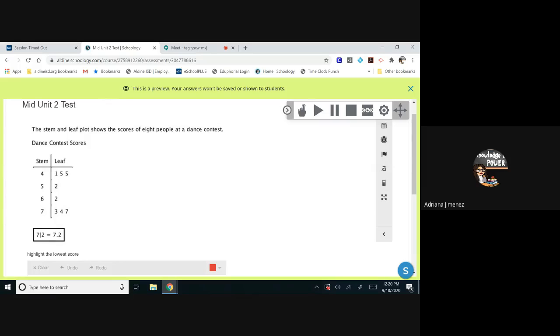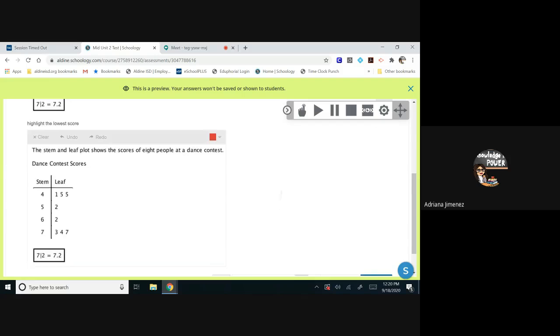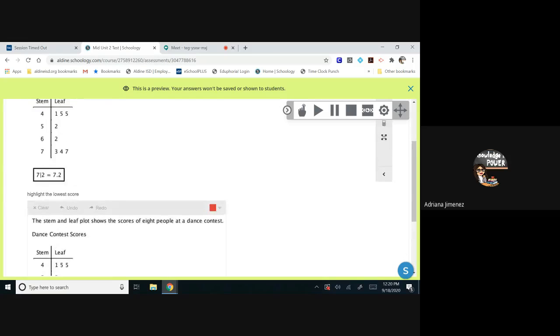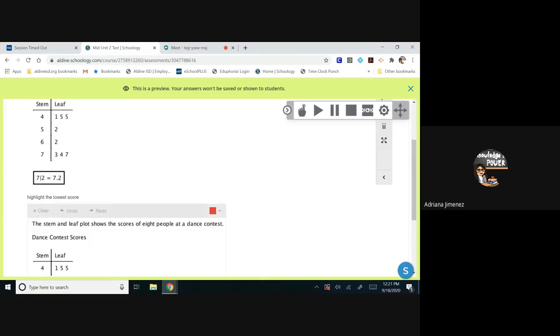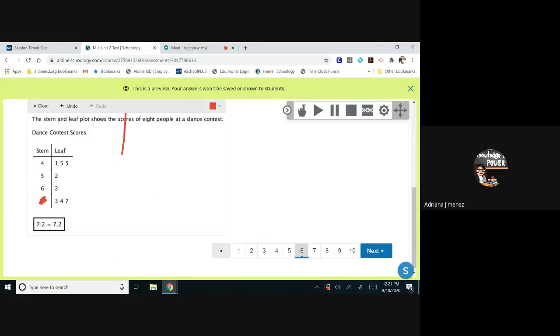Stem-and-leaf plot that shows the scores of 8 people. Highlight the highest and the lowest score, okay? So what's the highest score? 77. So when we go over here, we'll do 7 and 7. That's that score. That's the highest. Highlight the lowest. 41. Okay? That's it. 77 and 41.